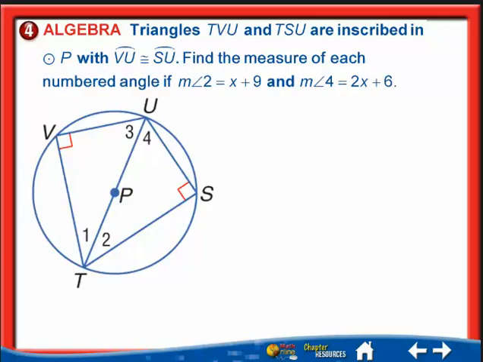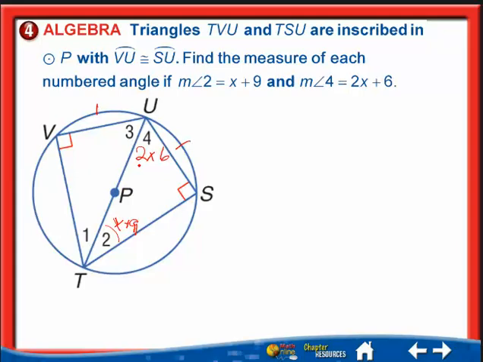So let's do some. Triangles TUV and TSU are inscribed in circle P with VU being congruent to SU, so I'm going to mark that. Find the measure of each numbered angle. Angle 2 is x plus 9. Angle 4 is 2x plus 6.